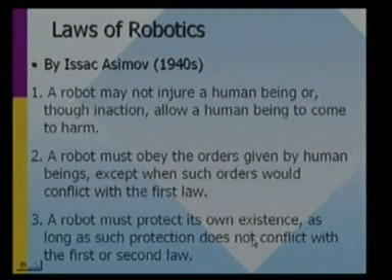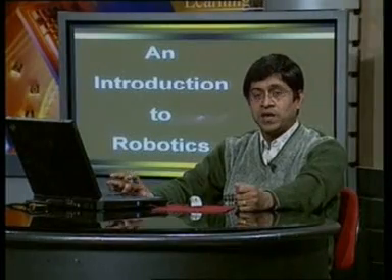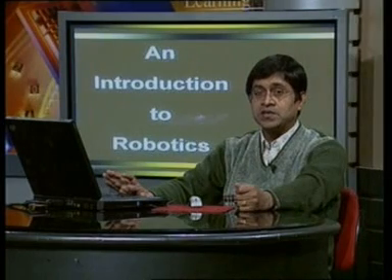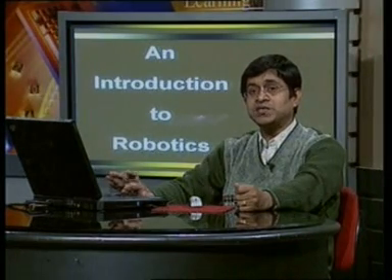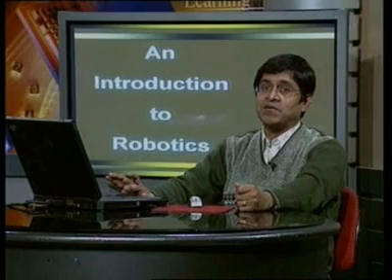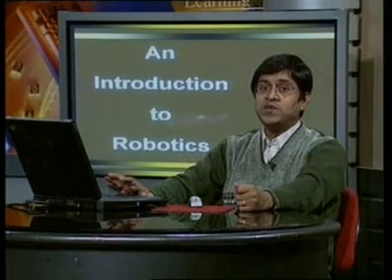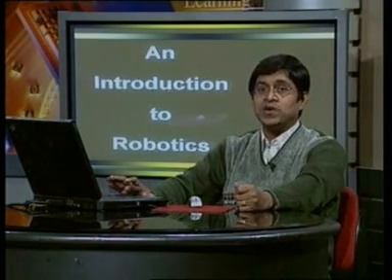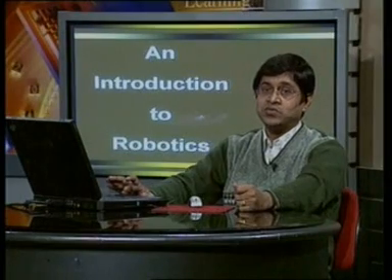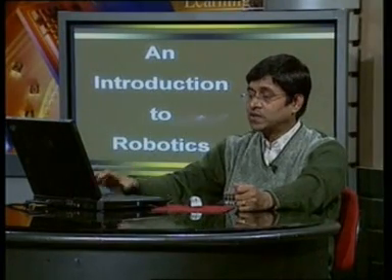So, in gist, what it means is the robot must obey the human being's orders, however, it should not obey such orders where it kills itself. For example, if a human being gives an order to a robot, destroy yourself, it should not do it. No? So, that is the main summary of this thing.